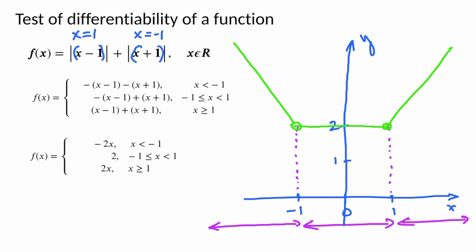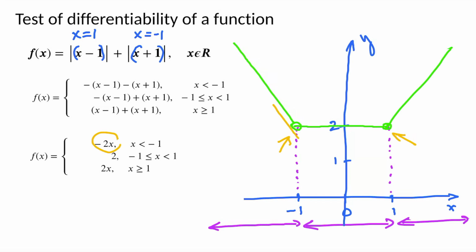But as we can see visually, it is differentiable everywhere except probably for these 2 points, x equal to minus 1 and plus 1. Why do we say that? Because as we approach minus 1 from the left hand side, we get a slope of minus 2. That's what we have here, right.